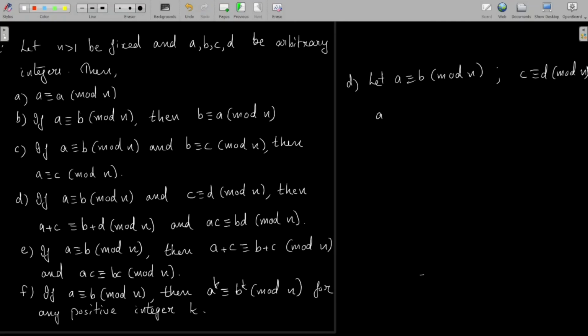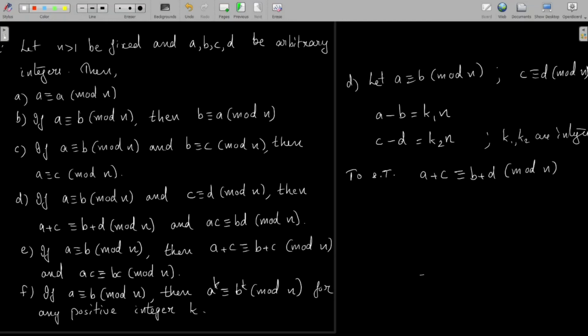So we may write a minus b is a multiple of n, that is a minus b equal to some k1 into n, and c minus d is also a multiple of n. Let c minus d equal k2 into n, where k1, k2 are integers. Here first we have to show that a plus c is congruent to b plus d mod n. So we consider a plus c minus (b plus d), and we have to show that it is a multiple of n.